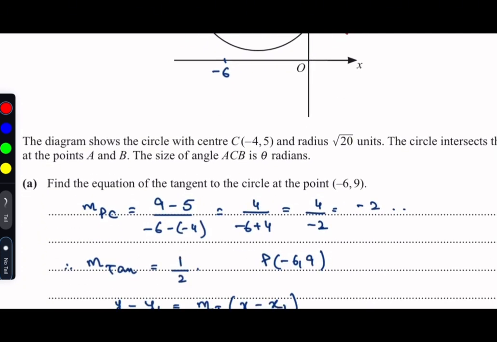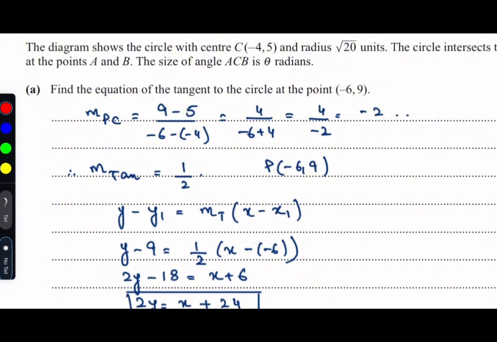So I can get the tangent equation by substituting the point P, which is -6, 9, and the gradient value. So it's y minus 9 equals 1 by 2, bracket x minus -6, and it's 2y minus 18 equals x plus 6. Solving it further, I can say 2y equals x plus 6 plus 18, giving me 24. So this is going to be the equation of the tangent to the circle at the point -6, 9.